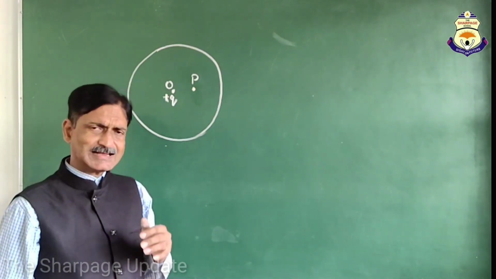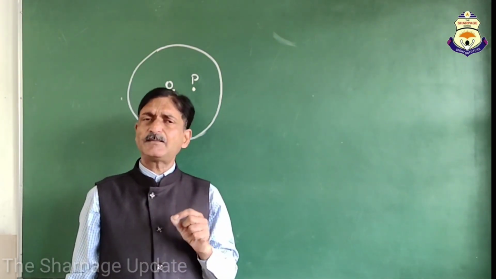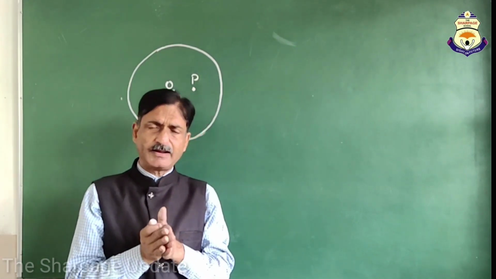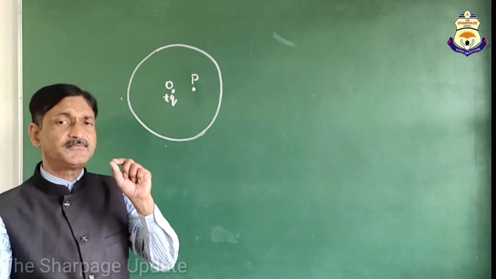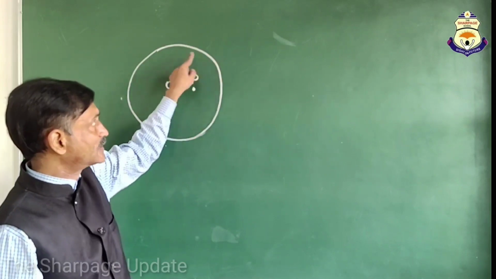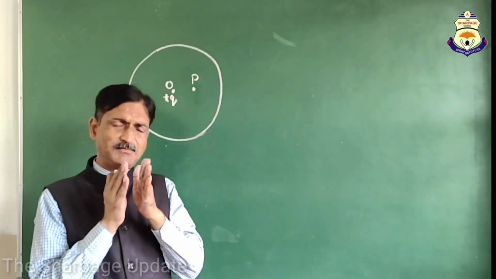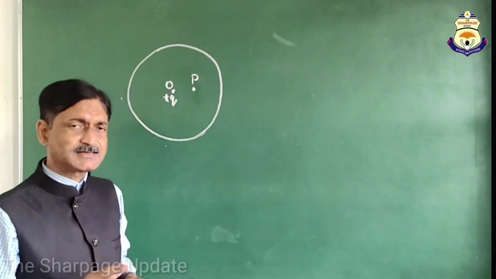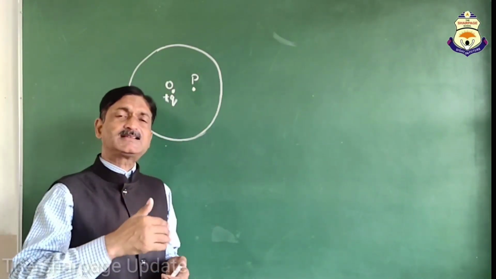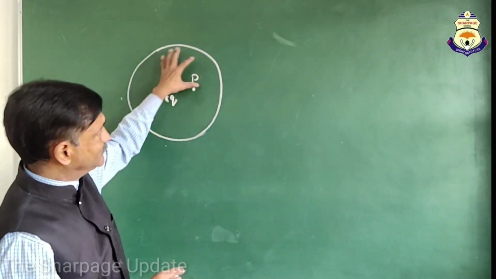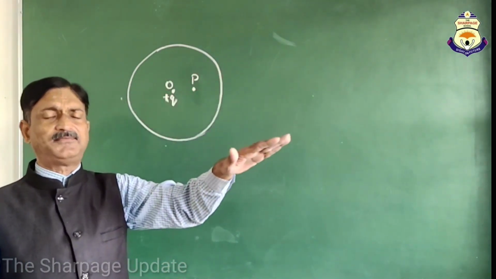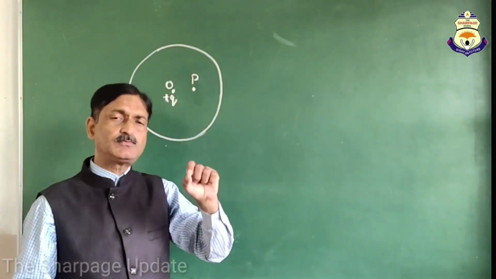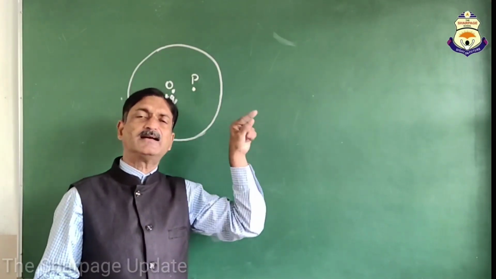And friends, as I have told you, the electric potential is the amount of work done in bringing a unit positive charge from infinity to a point inside an electric field. Here I am using the word "from infinity". It means when the charge is kept out of this area, that is, out of the electric field, then the charge is assumed as kept at infinity.